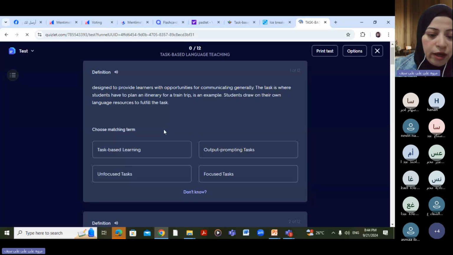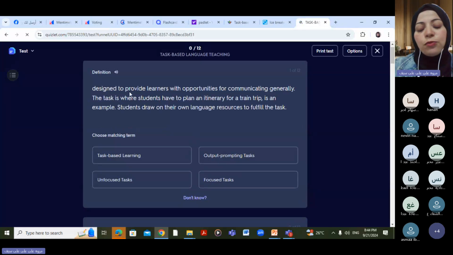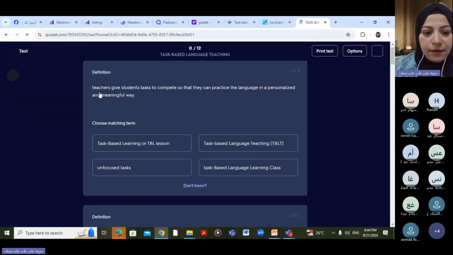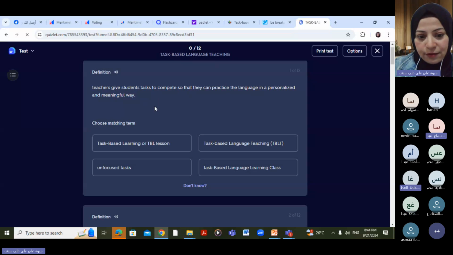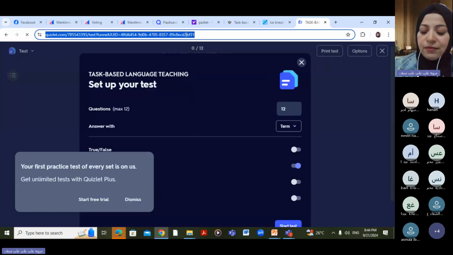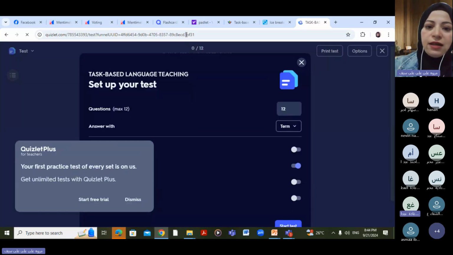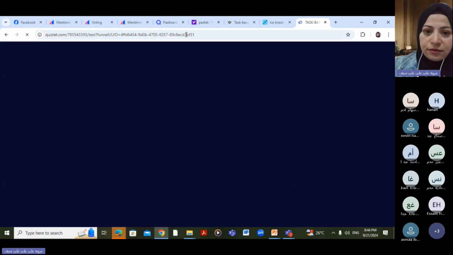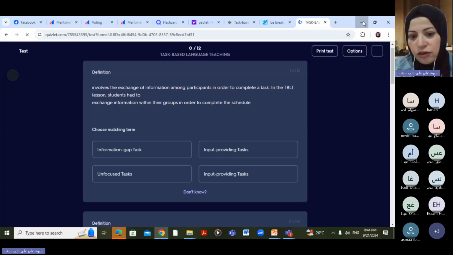Okay, so this question says designed to provide learners. Sorry for that. Just a second, guys. Teachers give students tasks to complete so that they can practice the language in a personalized and meaningful way. This can be task-based language teaching, right? Okay. Now, very little focus on accuracy because we said that. So we're back to the first one. That's enough, guys. We're doing a great job, actually.